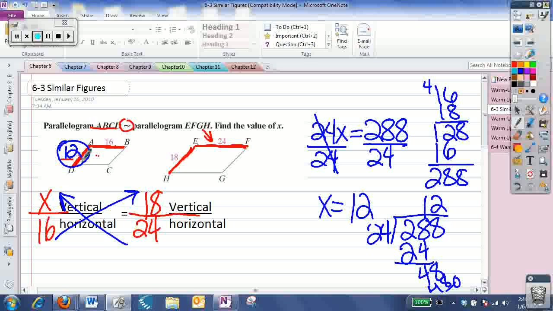Pause the movie now and copy the proportion, or the inverse operations, and the answer into your notes.